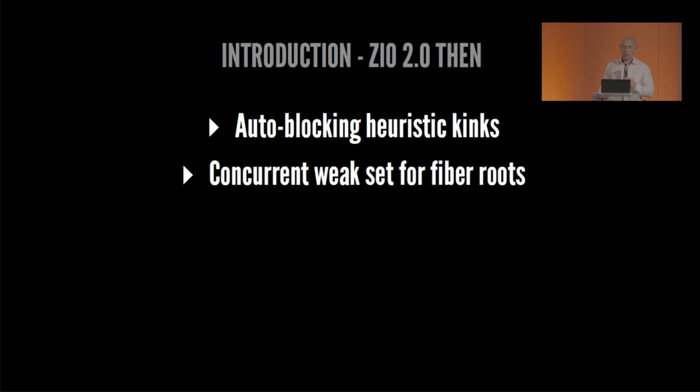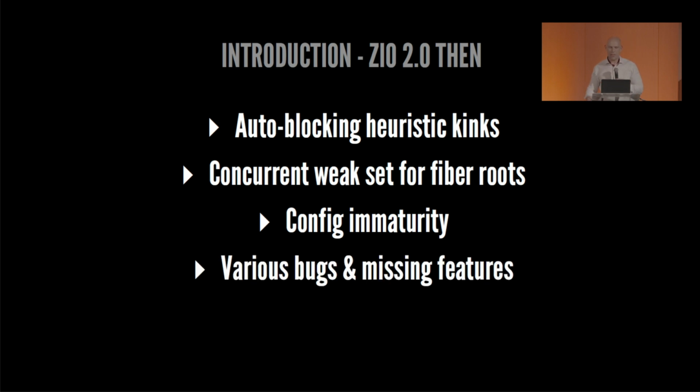The concurrent weak set for fiber roots was not garbage collecting frequently enough, and that was leading to retaining in-memory fibers and all of the information that they were capturing. The config thing was immature. It missed a lot of core operations when we shipped it, which we later discovered and had to fix. And then there were various little bugs and missing features here and there that we discovered over the course of, I'd say, probably the first 3 or 4 months of having that new engine out there in the wild.